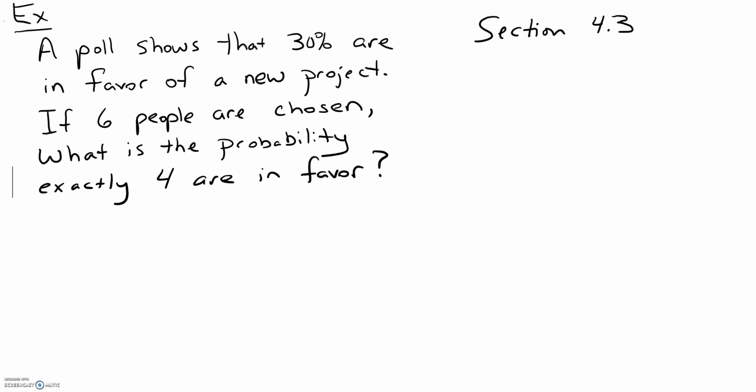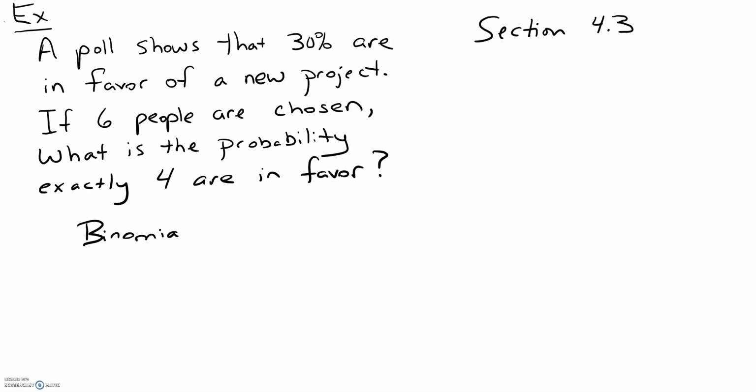A poll shows that 30% of the people are in favor of a new project. And if 6 people are chosen, what is the probability that exactly 4 people are in favor? Well, notice that we have 2 options here. A person can be either in favor of the project or not in favor. These types of questions are called binomial probabilities.